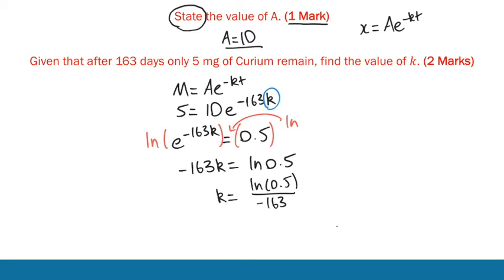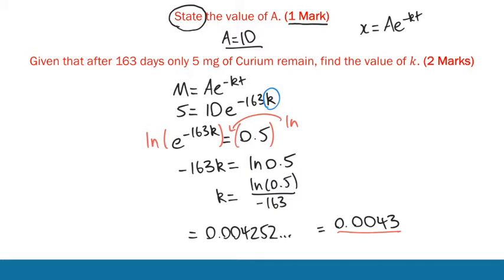Now when we do this, we get a value in the calculator of 0.004252, etc. Now they haven't specified how many decimal places they would like. Let's give them at least a couple of significant figures. I'm going to go to 0.0043. And that is our final answer.